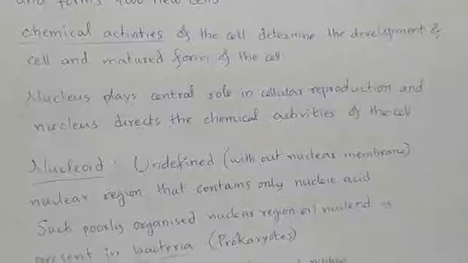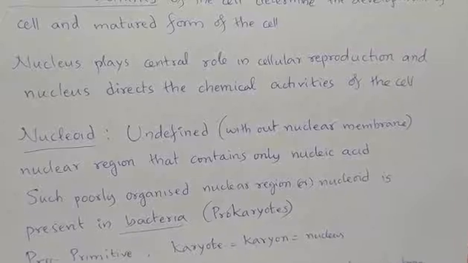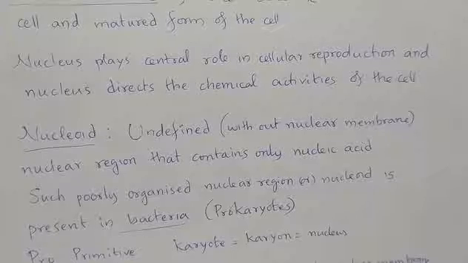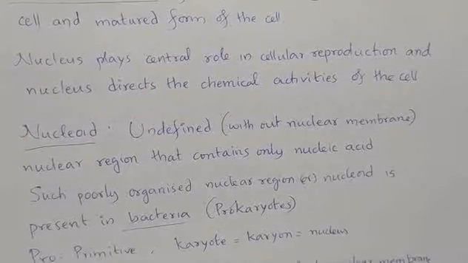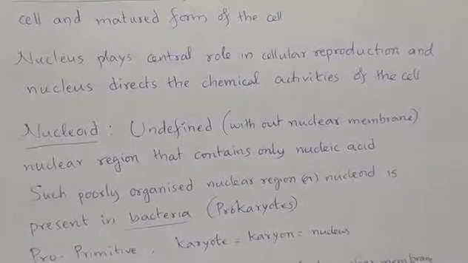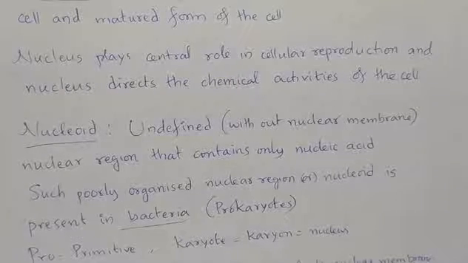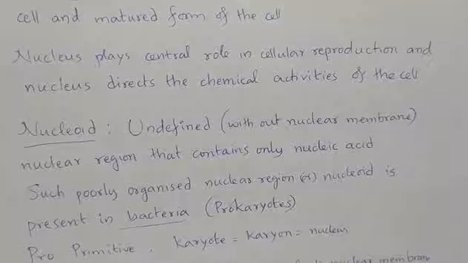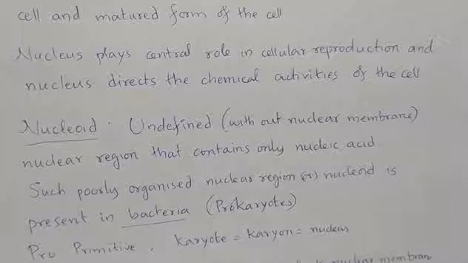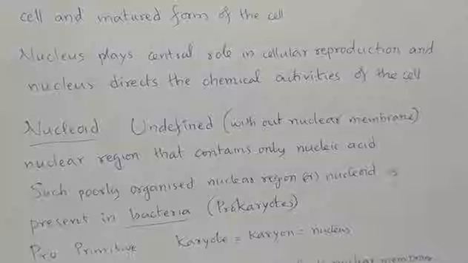And coming to nucleoid. What is nucleoid? In the Greek language, oid means like, so a nucleus-like structure. It is an undefined nuclear region, that is, without a nuclear membrane, that contains only nucleic acid. Such a poorly organized nuclear region without a nuclear membrane, or nucleoid, is present in organisms like bacteria.